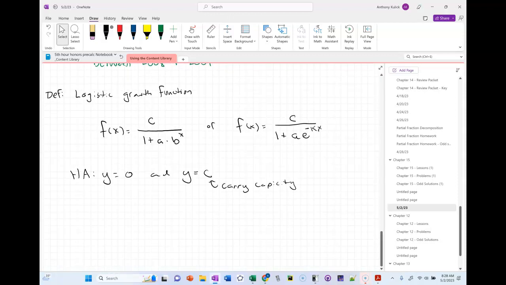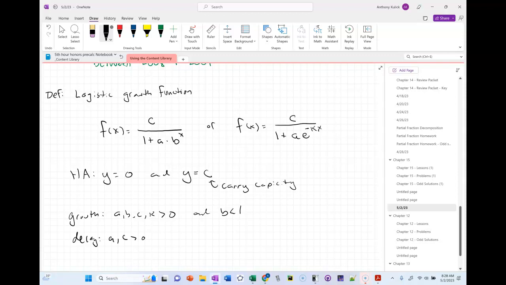So we have this. Worth noting that A, B, C, and K are all, for this to be growth, greater than 0, and B has to be less than 1. And for decay, again, A and C are greater than 0, and then B has to be greater than 1, and K has to be negative.